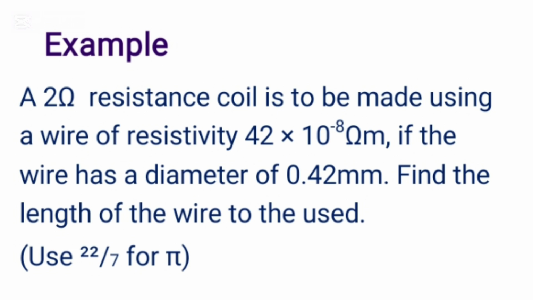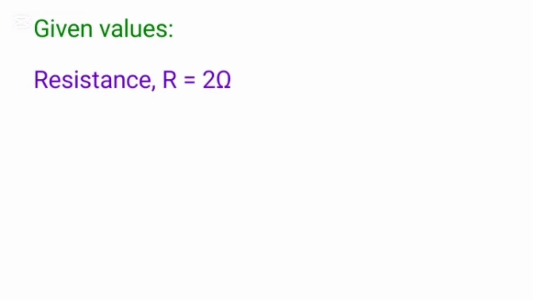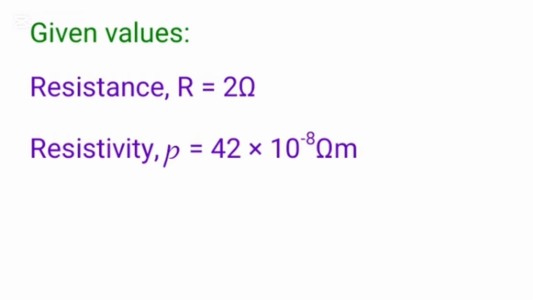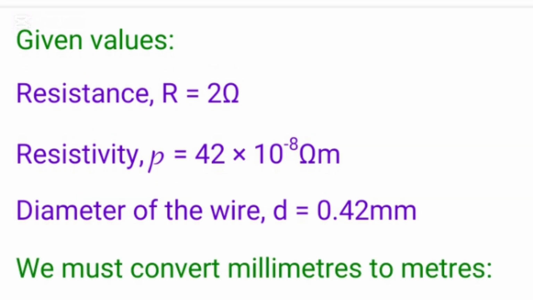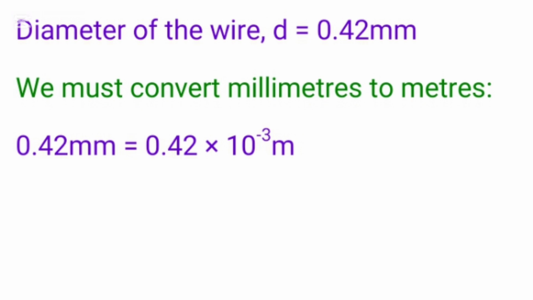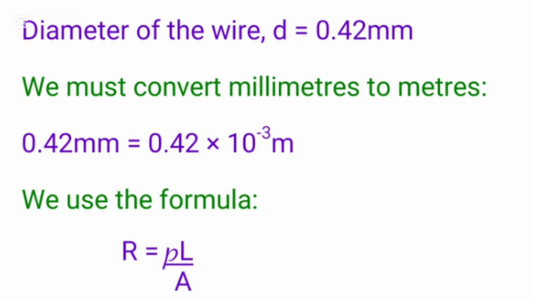The given values. Resistance R is equal to 2 ohm. Resistivity rho is equal to 42 times 10 raised to power minus 8 ohm meter. Diameter of the wire D is equal to 0.42 millimeter. We must convert millimeters to meters. 0.42 millimeter is equal to 0.42 times 10 raised to power minus 3 meters. We use the formula R is equal to rho L over A.